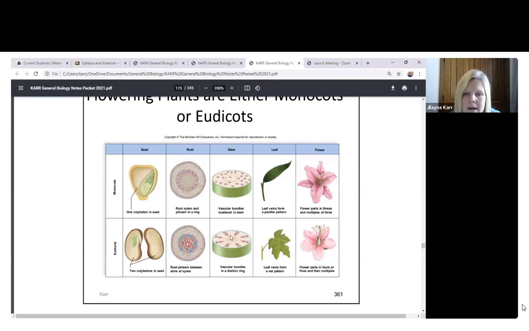And when I look in the stem, I can see the xylem and the phloem is in a ring structure in the stem of the dicot, and then in the monocot, they're scattered throughout, but there is no real pattern of the xylem and phloem.